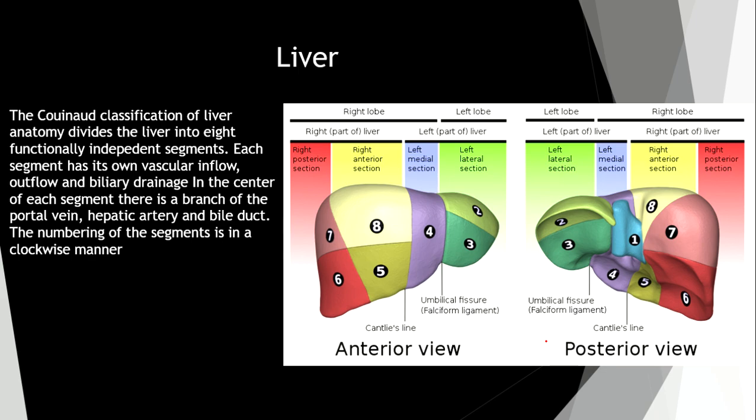So, liver. The Couinaud classification of liver anatomy divides the liver into 8 functionally independent segments. Each segment has its own vascular inflow, outflow, and biliary drainage. In the center of each segment there is a branch of the portal vein, hepatic artery, and bile duct. The numbering of the segments is in a clockwise manner.